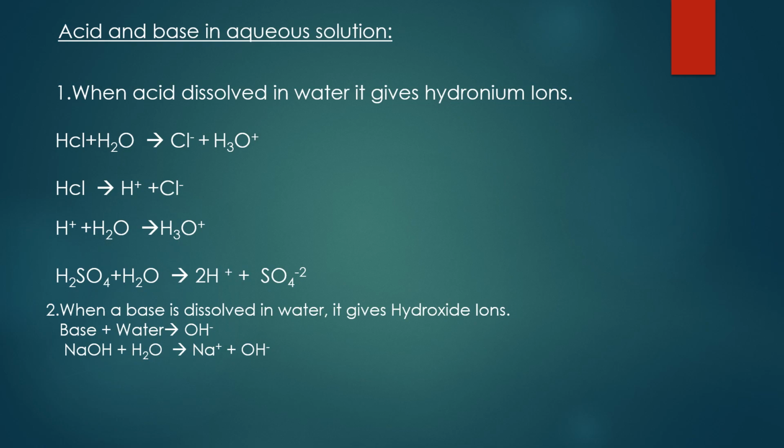See, here is an example. Sodium hydroxide, when dissolved in water, gives sodium ion and OH minus ion. This OH minus ion is known as hydroxide ion. Another example is potassium hydroxide, KOH: K plus and OH minus. When potassium hydroxide is dissolved in water, it gives potassium ion and hydroxide ion. Those bases which are soluble in water are known as alkalis.